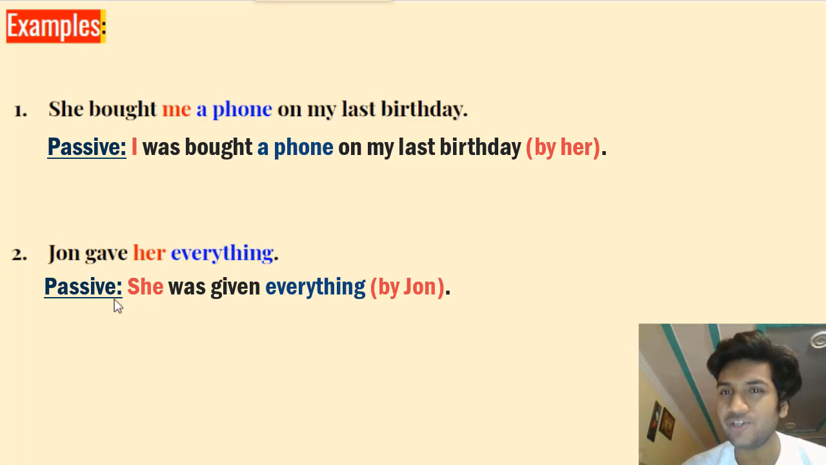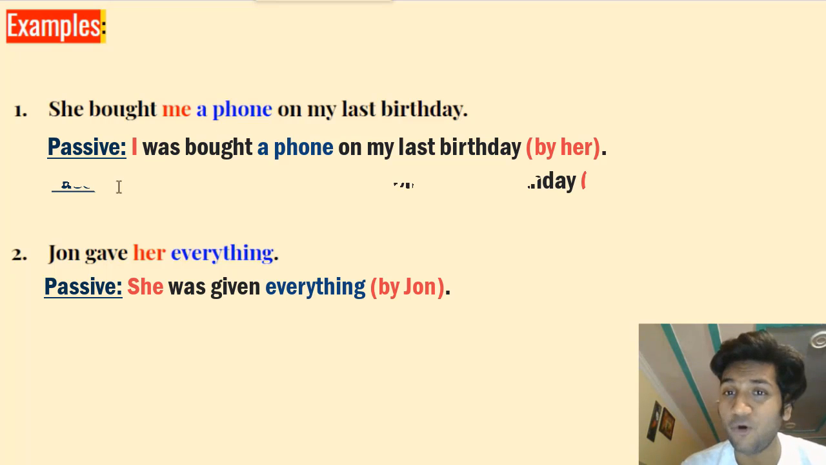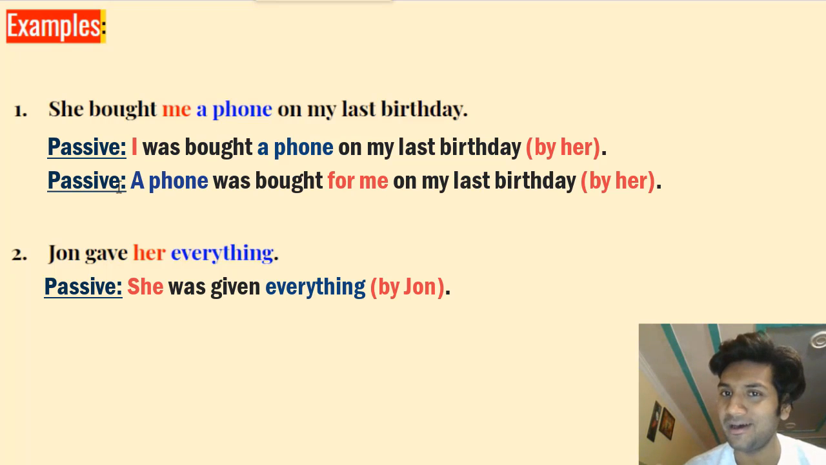Now the question is, can we not make the direct object the subject in the passive voice? No, you can do it, but it's better if you make the indirect object the subject in the passive voice. Let me show you how you can change this sentence into the passive voice using the direct object as the subject. She bought me a phone on my last birthday. A phone was bought for me on my last birthday.